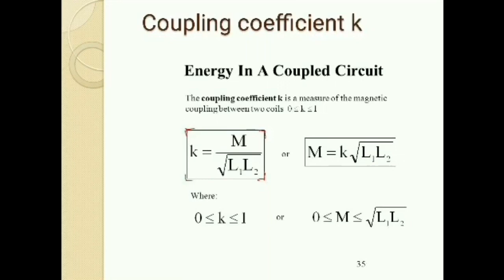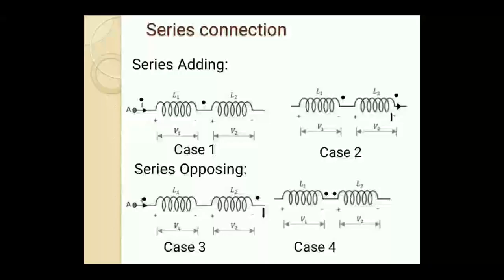Then the two coils are tightly bound. If K equals 0, the coil is an isolated coil. If K equals 1, the coil is tightly bound to the other coil, which is denoted by the coupling coefficient. Now we see series connections.